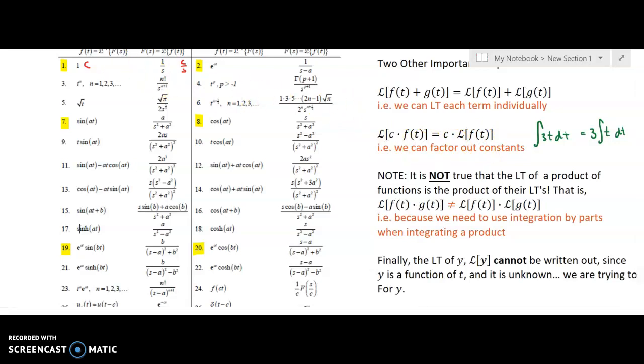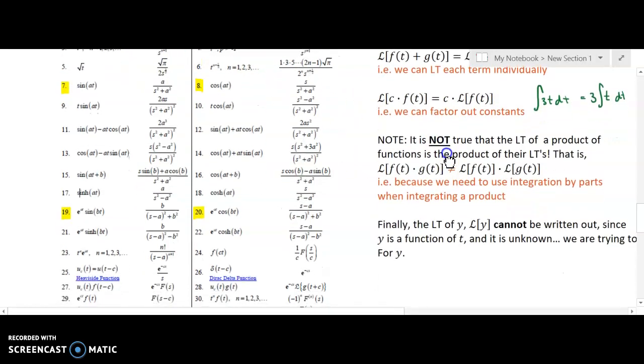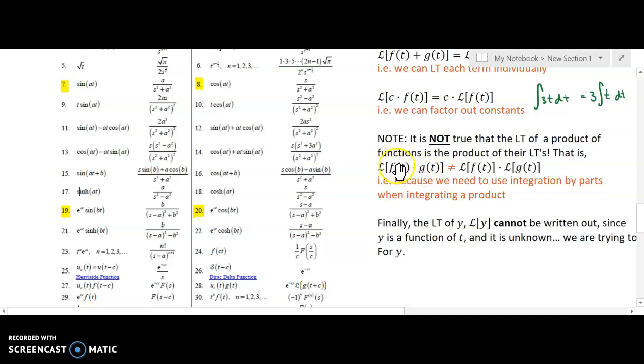Now, one place to be careful, where we always want to attempt to generalize, is if we have the Laplace of a product of two functions. You cannot simply take the Laplace of f, take the Laplace of g, and multiply them together. Same thing with integrals, you can't just integrate each factor separately. You have to use something like integration by parts.